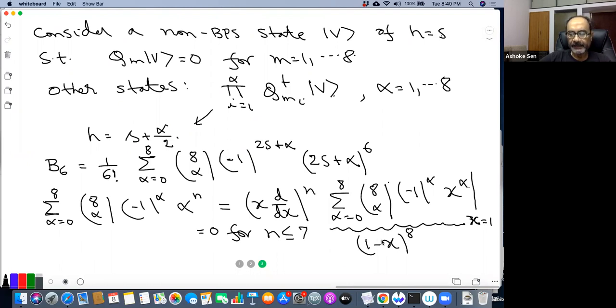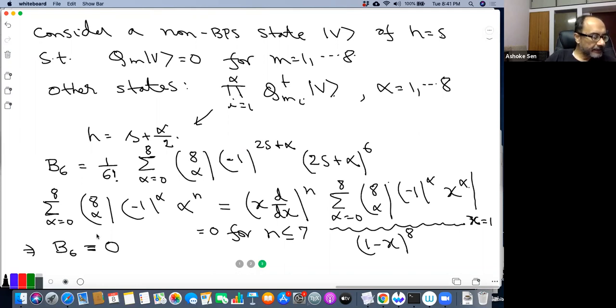Because you need at least 8 derivatives to kill all the factors of 1 minus x, because you are setting x equal to 1 at the end. So this vanishes for n less than or equal to 7. And from this expansion, we see that you get at most powers of alpha to the 6. And this shows that B6 is 0. Okay, so that's the proof that non-BPS states do not contribute to B6.